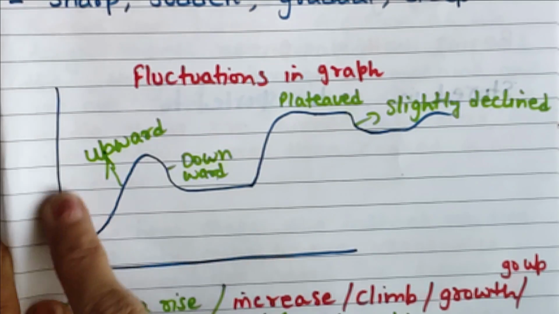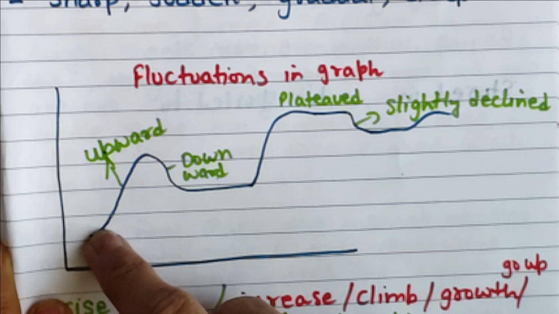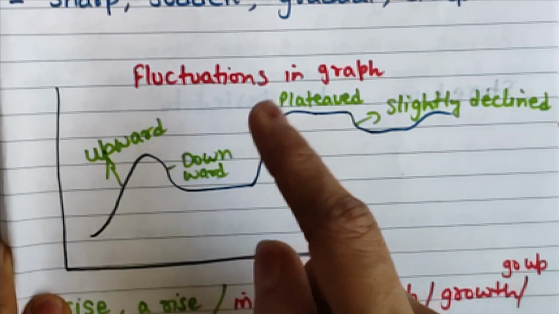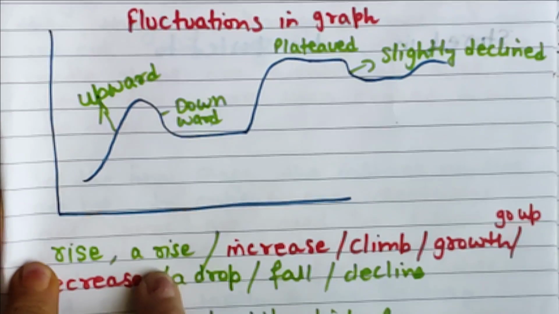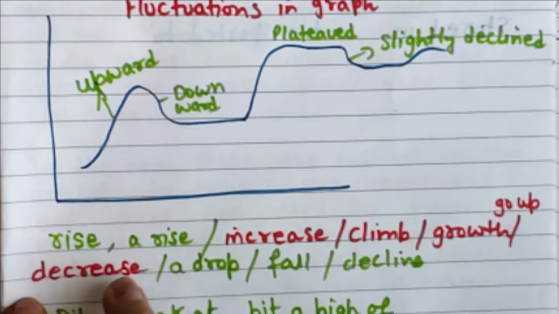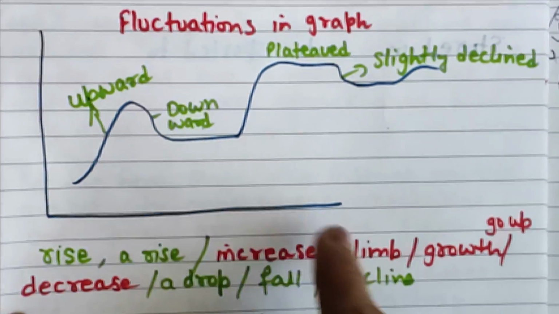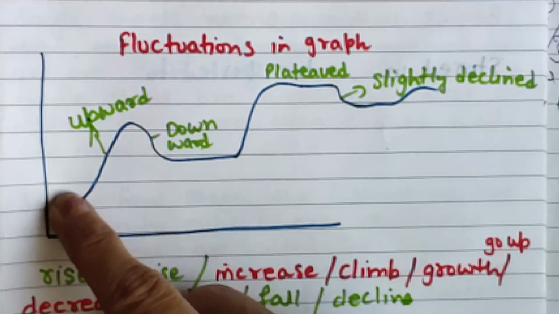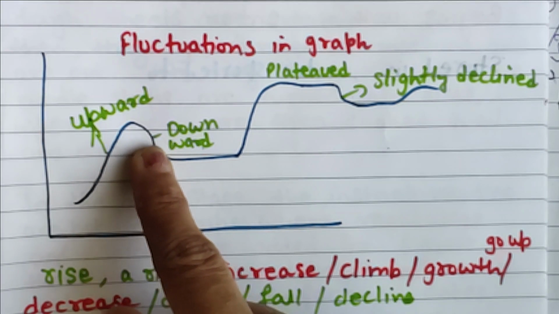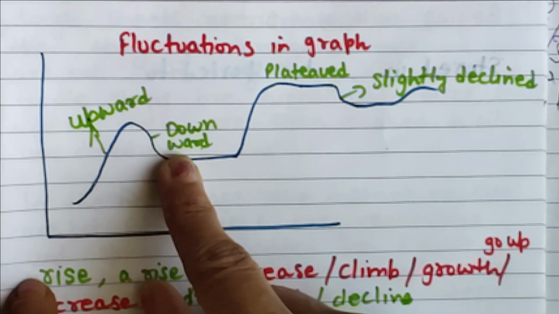So you can see this is a kind of graph I have made. When a graph is going like that, you can use the word upward. Upward means a rise, increase, climb, growth, go up. When the graph is going down, decrease, a drop, fall, decline. So you can use the words upward trend. When it is going down, you can say downward trend. I have written downward here.